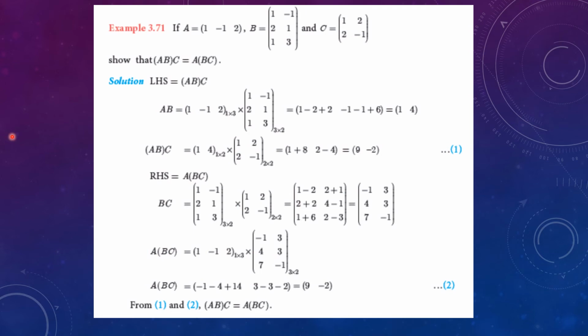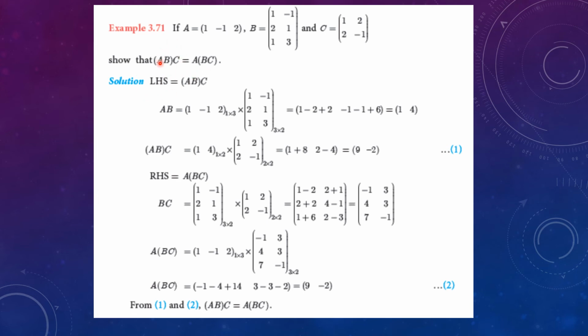We are going to see some examples. They all come for your 5 marks. Let us see example 71 in chapter 3. Given A one matrix, B equal to another matrix and C equal to another matrix, show that (AB) into C equals A into (BC). That is nothing but the associative property. Let us see the solution.